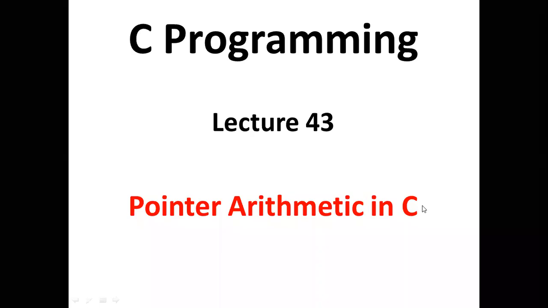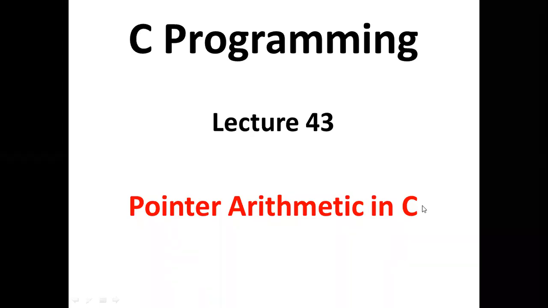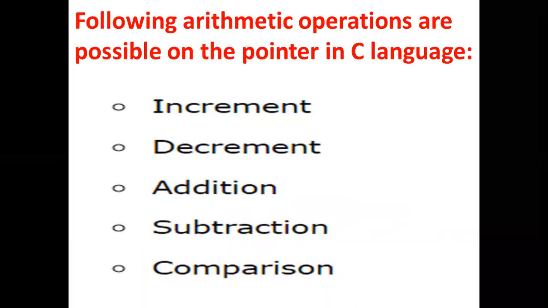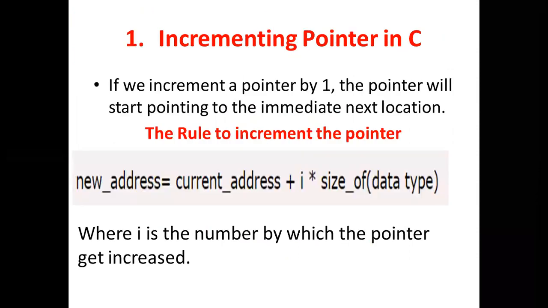Hello students, in today's lecture, we will understand pointer arithmetic in C. Arithmetic operations possible on pointers are increment, decrement, addition, subtraction, and comparison. First one is incrementing pointer.